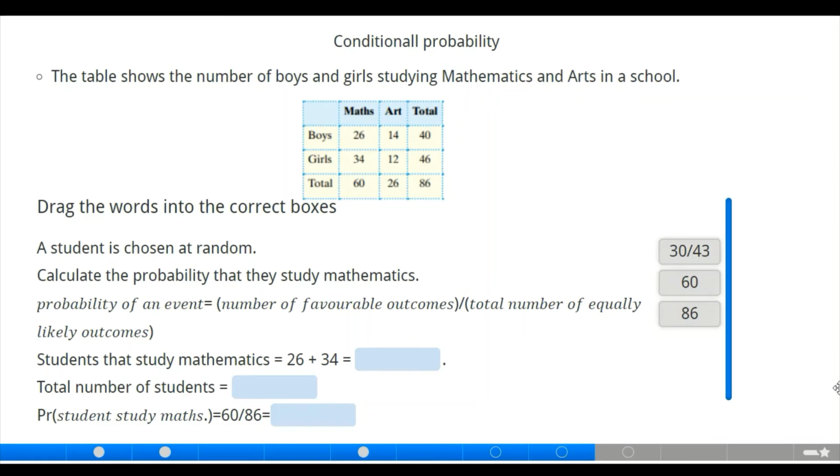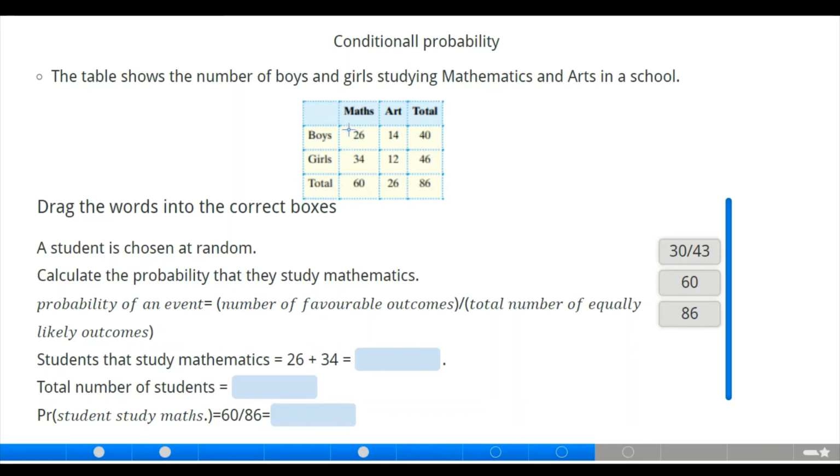Now, let's look at this table that we have here. It is the number of boys and girls that study mathematics and arts in the school. For the boys, we have 26 for mathematics, 14 for arts. The total is 40. For the girls, we have 34 for math, and we have 12 for arts, and we have 46 altogether. Then the total number of students that study mathematics is 60. The total number of students that study arts is 40, and the total number of students altogether is 84. So we have to calculate the probability that they study mathematics. We want to get the students that study mathematics.